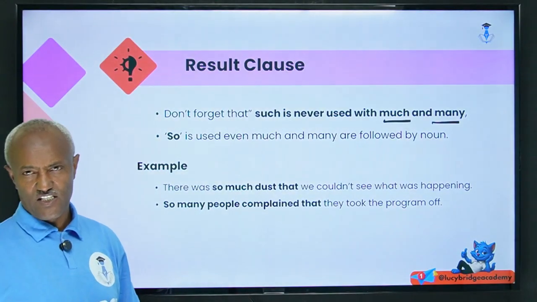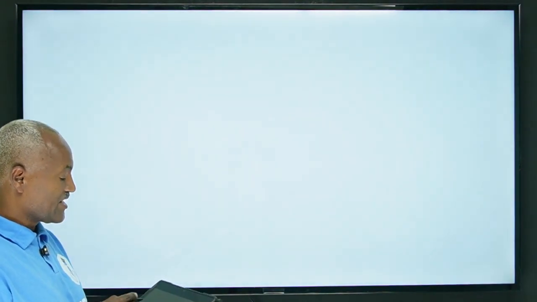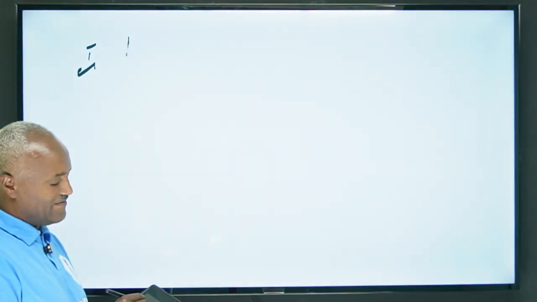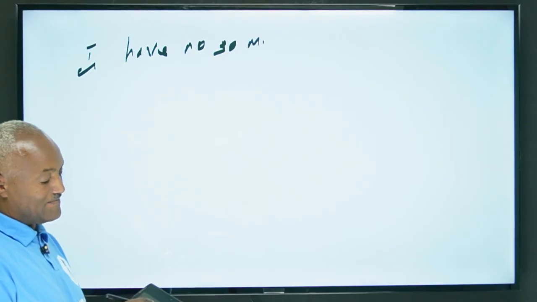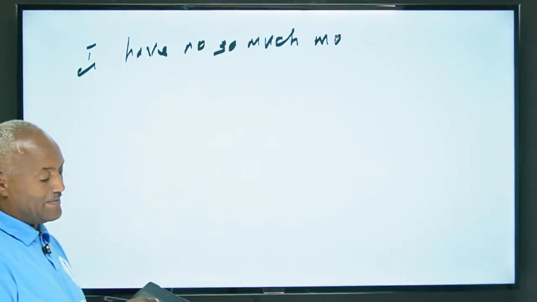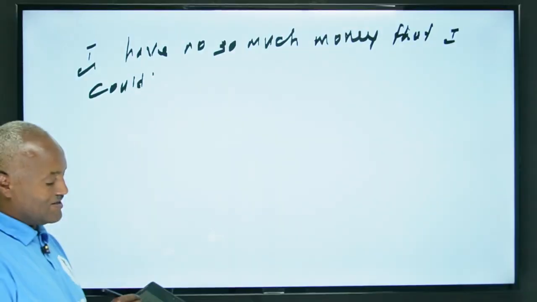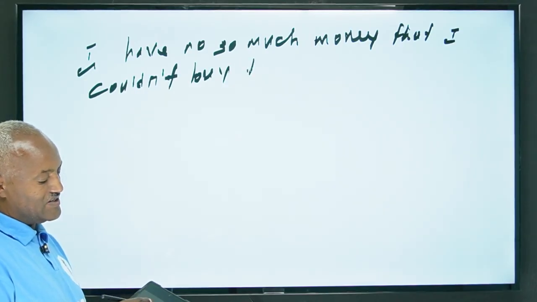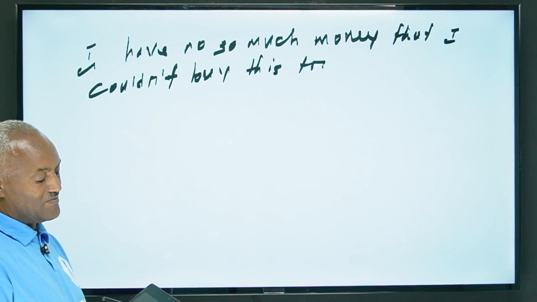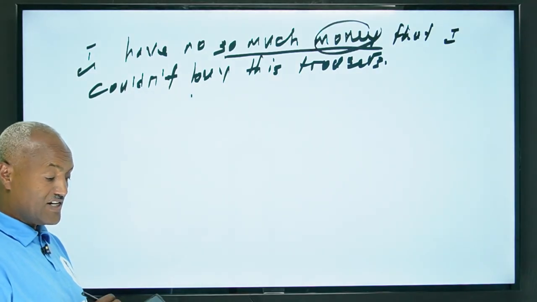The other important point is, to give you an example, we say, I have so much money that I couldn't buy these trousers. Have you seen? So much money. Money is what? It's a noun here.